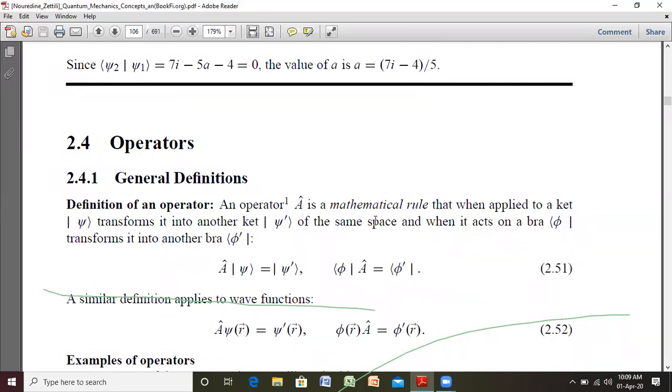I'm not going to dig out its physical significance. I'm just telling you about its mathematical perspective first. Then at the end of the lecture, I will discuss its physical significance.